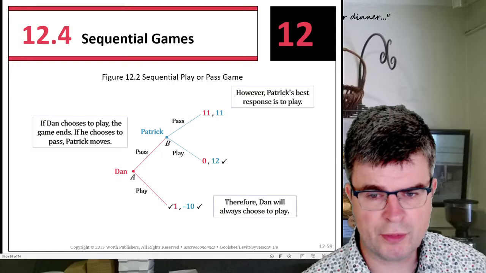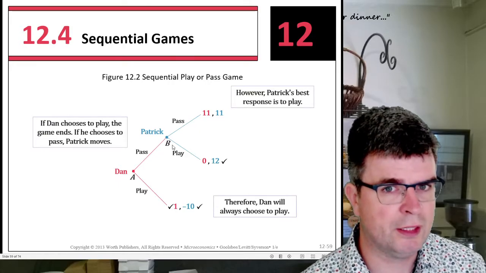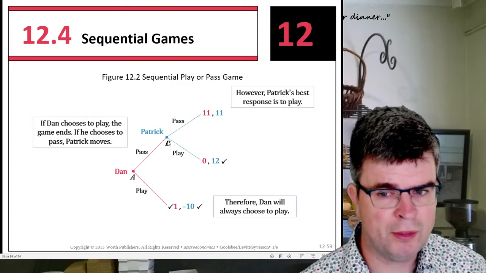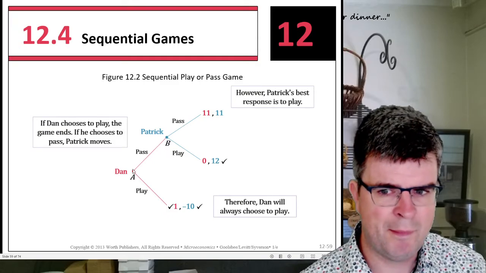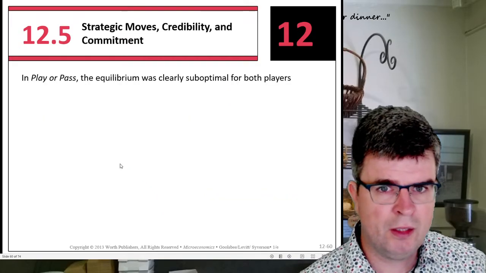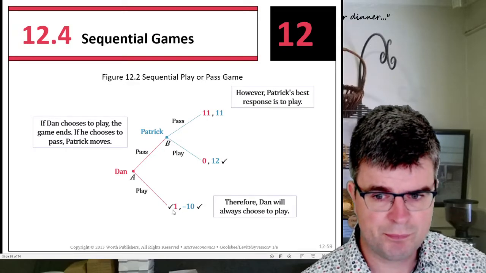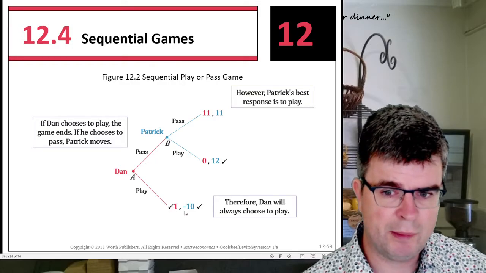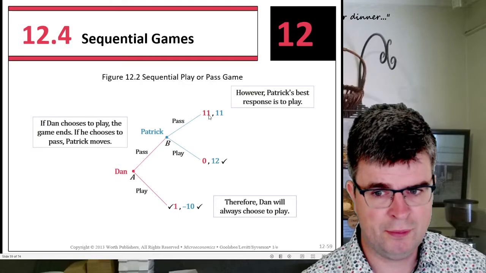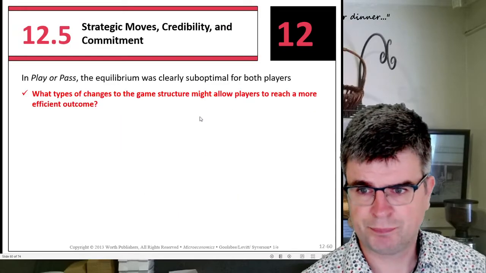And the subgame perfect Nash equilibrium of this game is for Dan to play and for Patrick to play as well, although we will never in practice arrive at the point that Patrick gets the option to play, because Dan will always play. This equilibrium is clearly suboptimal for both players because Dan receives 1 and Patrick minus 10, which is much less than both players passing and both receiving a payoff of 11.